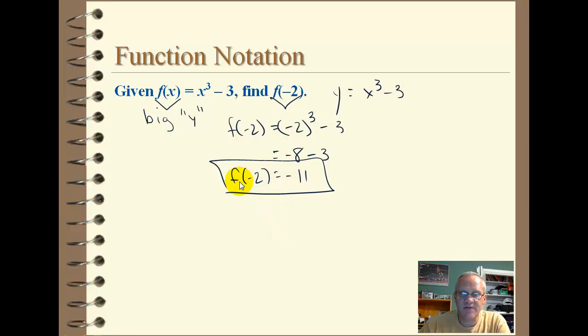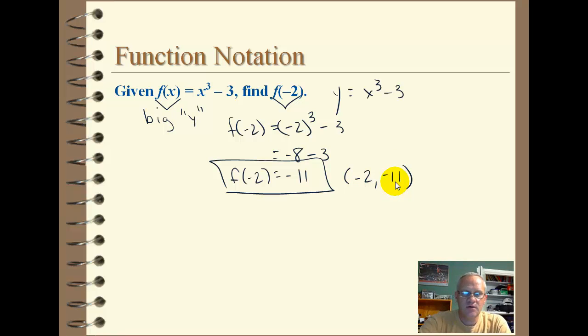Notice f is not a variable. You do not get f by itself. You do not divide by negative 2 on both sides to get f by itself. F of 2 does not get split up. Altogether it's y. You cannot split up y. So this is just saying that when x is negative 2, f of negative 2, this whole thing, or y, is equal to negative 11. If it helps you, think of it this way: this is the same thing as saying the ordered pair negative 2, negative 11. It means x is negative 2 and y is negative 11. That's basically what it means there.